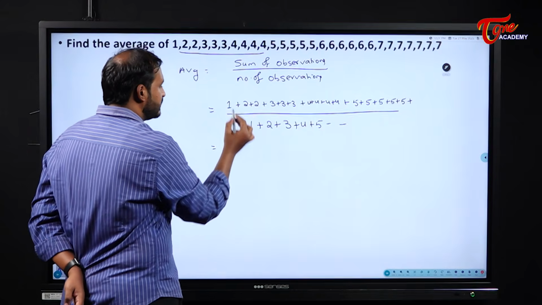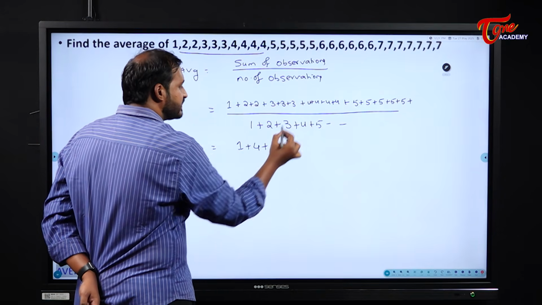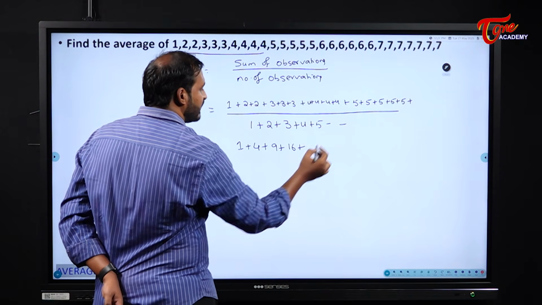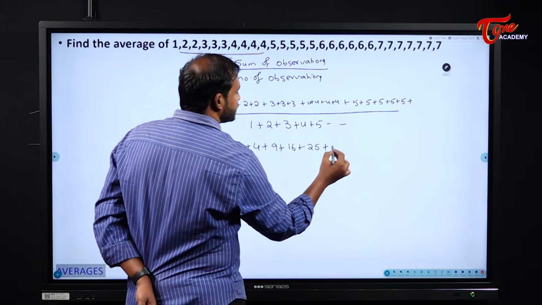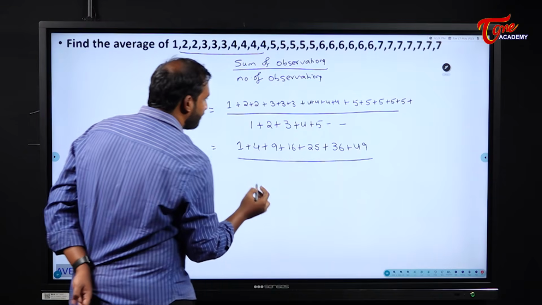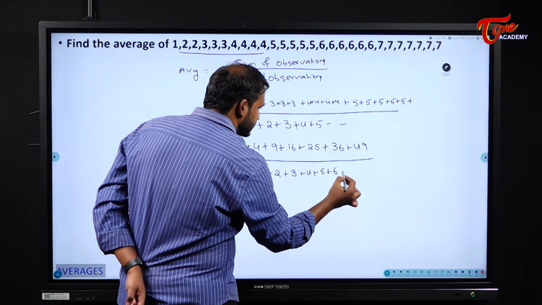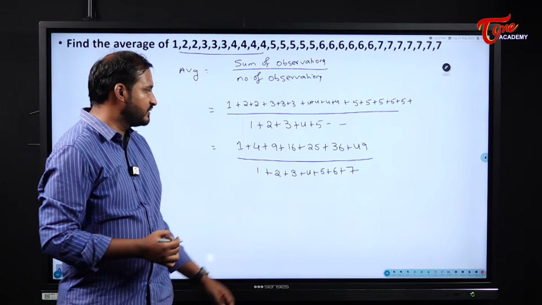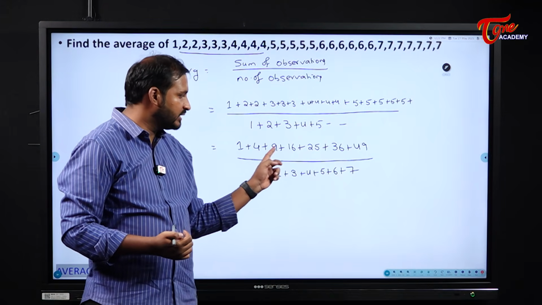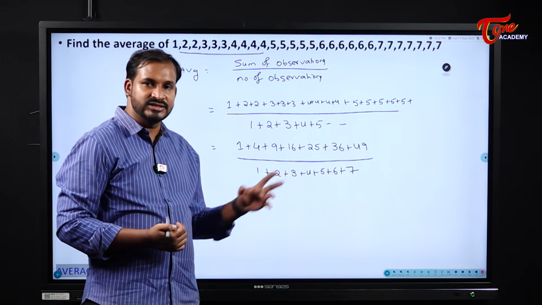Now please observe here, students. 1 plus 2 plus 2 is 4. 3 plus 3 plus 3 becomes 9. 4 plus 4 plus 4 plus 4 becomes 16. Five 5s become 25. Six 6s become 36. Seven 7s become 49. By observing these numbers, you should get an idea. What are these numbers? 1 square, 2 square, 3 square, 4 square, 5 square, 6 square, 7 square, right? And what are these numbers? 1, 2, 3, 4, 5, 6, 7.